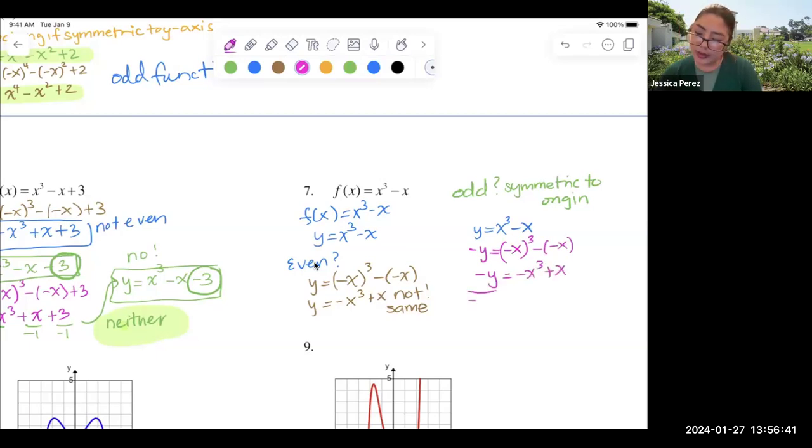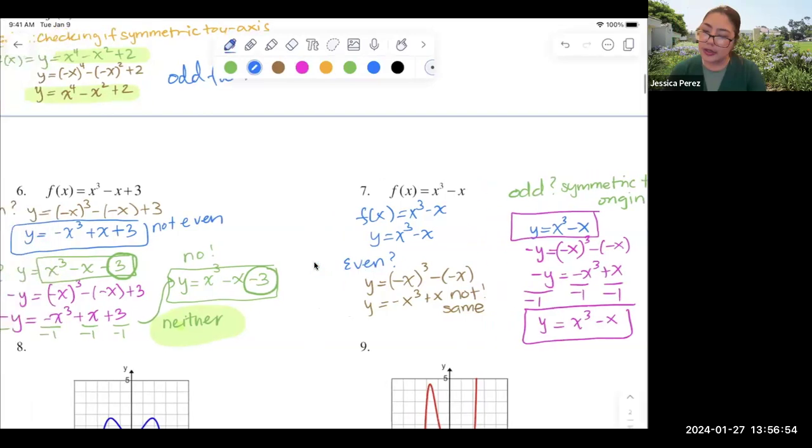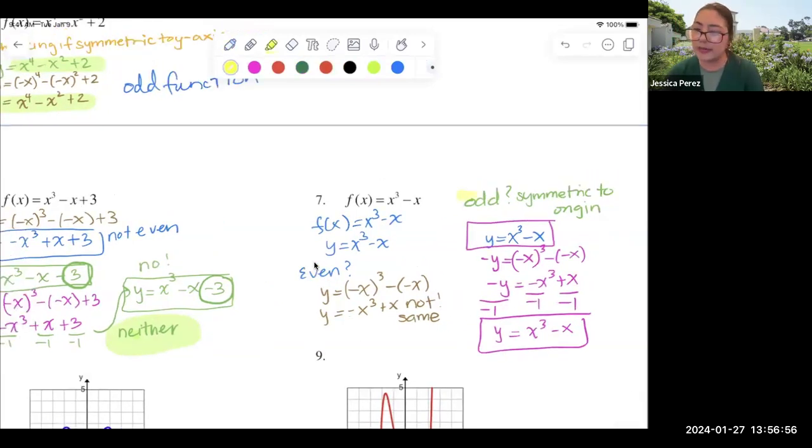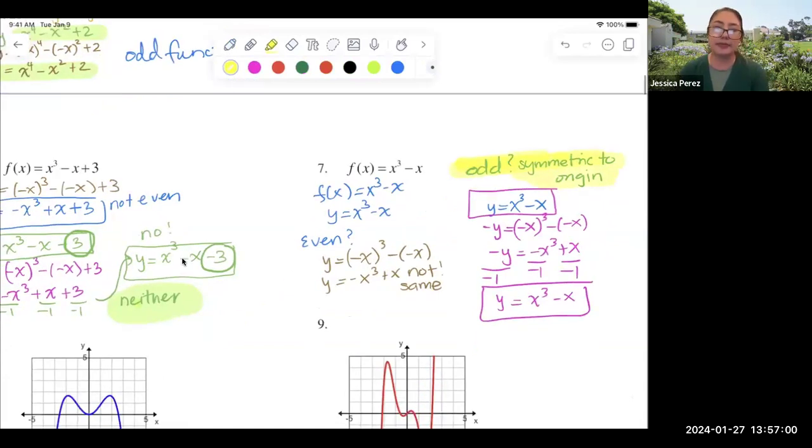Now all I have to do is divide everything by a -1. So this gives me y equal x cubed minus x. Okay, well it is the same as what I'm given. So therefore, the equation up top, it's symmetric towards the origin because I get the same equation. So because I get the same equation, that means it is symmetric towards the origin, and therefore it's an odd function.